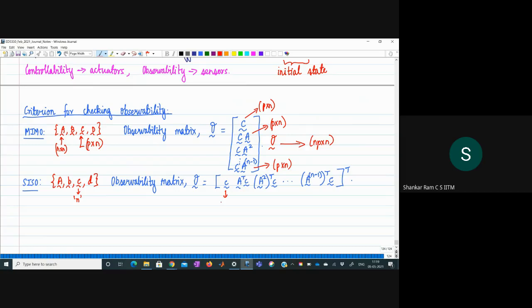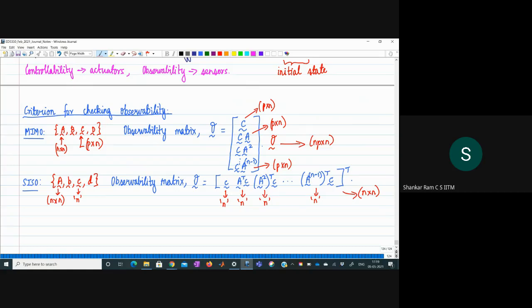This vector C is of order n, and as we already know, the matrix A is n by n. So A transpose C is a vector of order n, A squared transpose C is also a vector of order n, and like this, A power n minus 1 transpose C is also a vector of order n. So consequently, this observability matrix O is of size n by n.